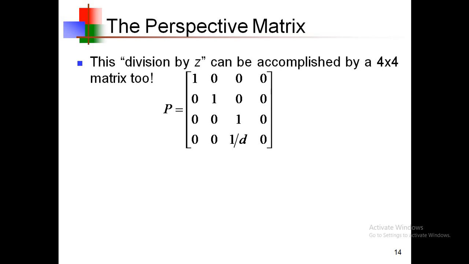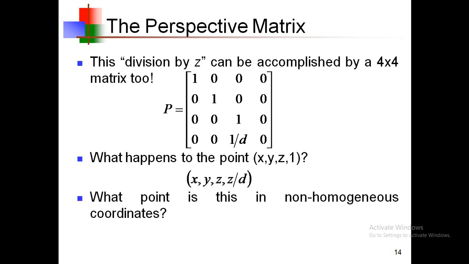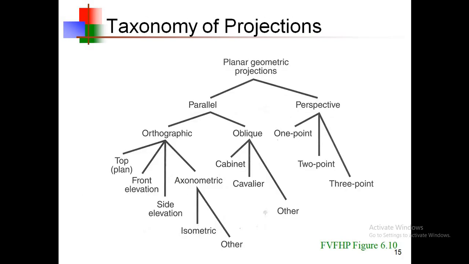The perspective matrix is a 4x4 matrix. The first three diagonal values are 1 and the last one is 0, and just before that we have 1 upon d. What point is this in non-homogeneous coordinates? These are non-homogeneous representations of coordinates.